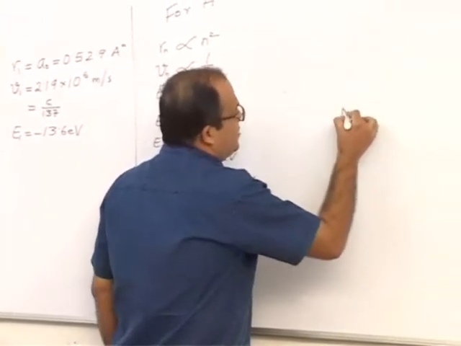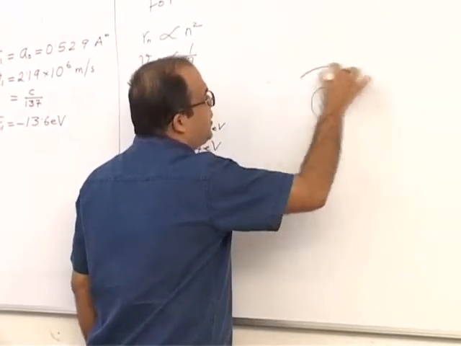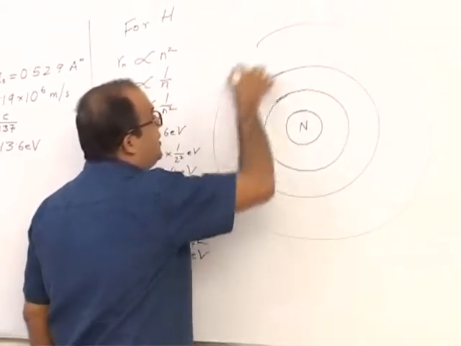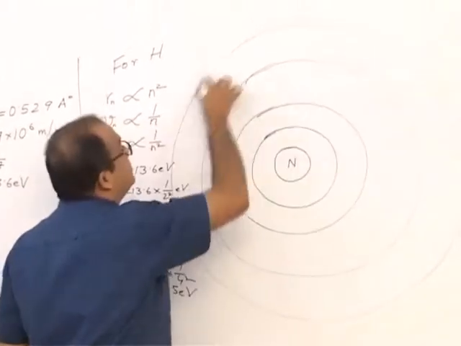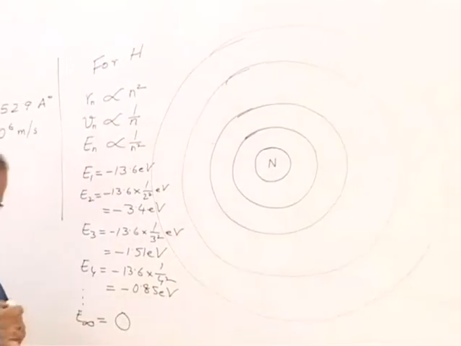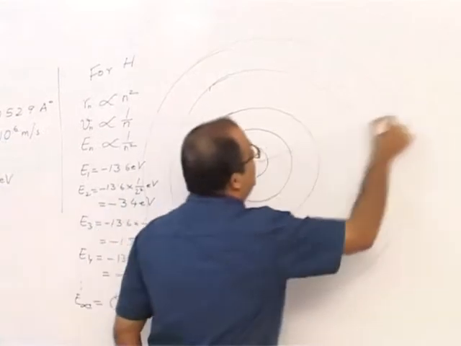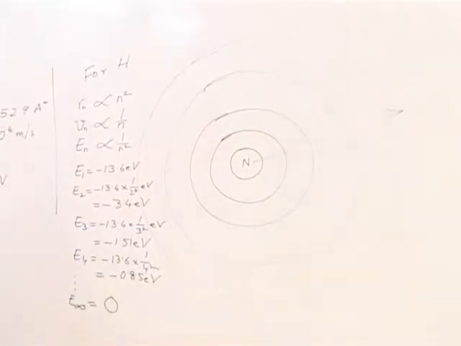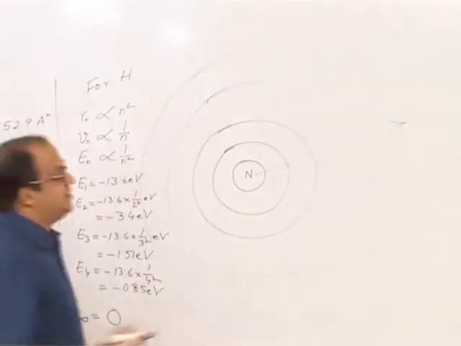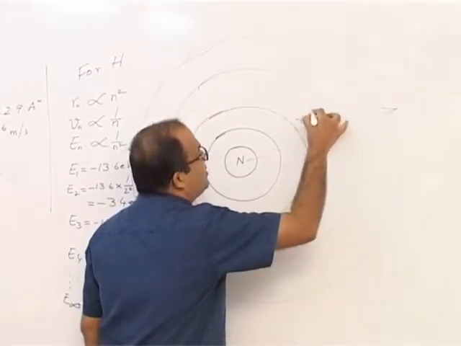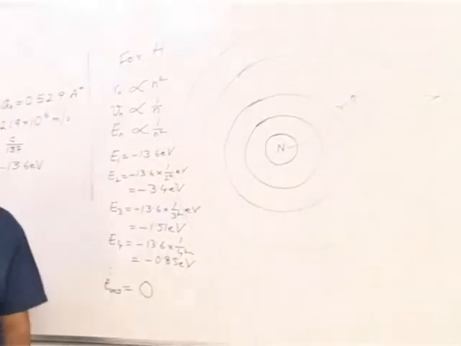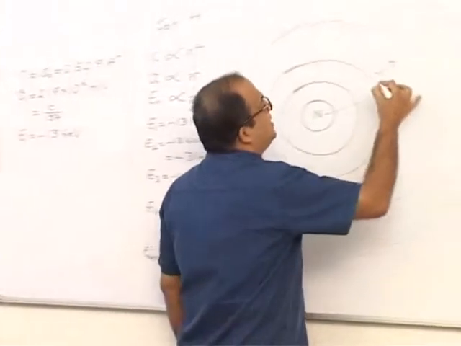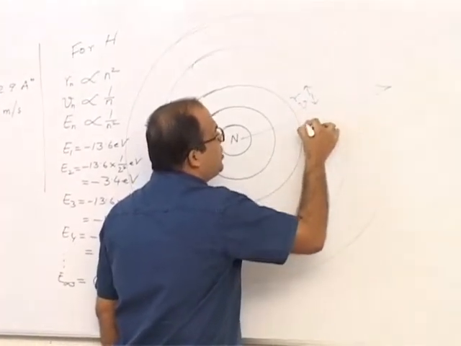So if you look at the nucleus and look at the first Bohr orbit, second Bohr orbit, third Bohr orbit, and so on. As we go from here to here, will the radius increase or decrease? Radius will increase. What about the velocity? Velocity will decrease because the force will decrease. So V will decrease.